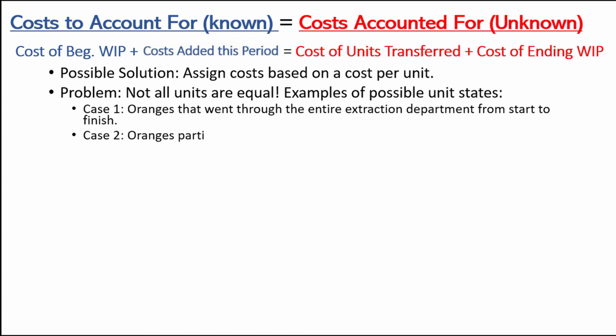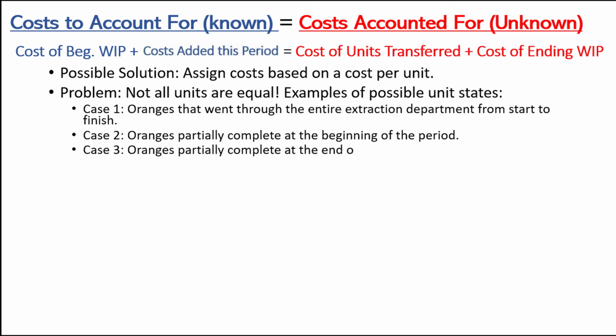Case 2. Some oranges were already in the juice extraction process at the beginning of the period. Maybe they have been sorted by size, but not yet juiced. Case 3. Some oranges enter the juice extraction department towards the end of the period and end up in ending work in process inventory. Again, some of the work has been put in, maybe they have been sorted, but there is still more work to do.